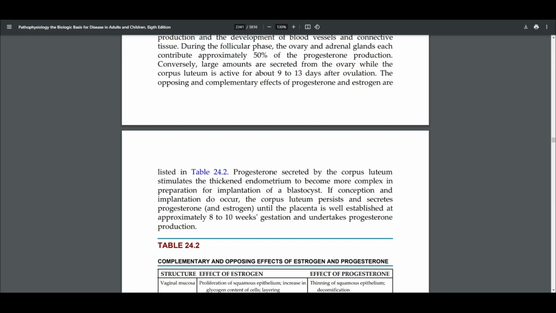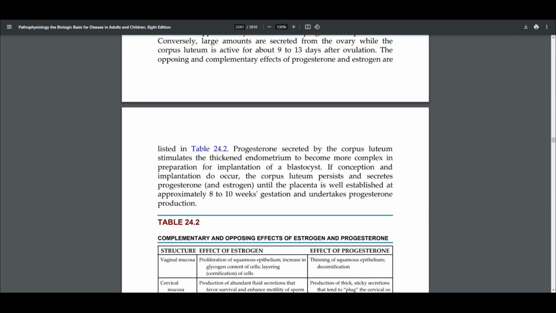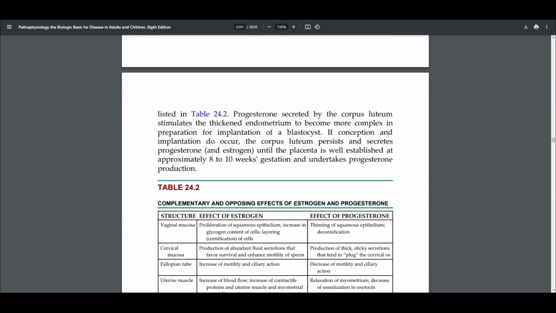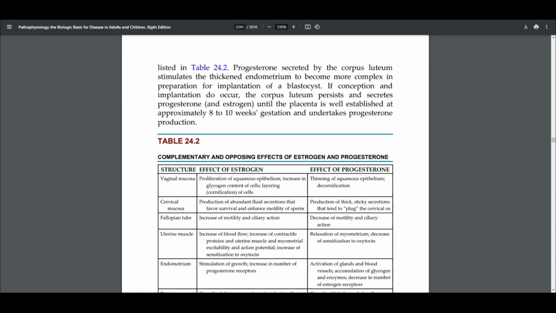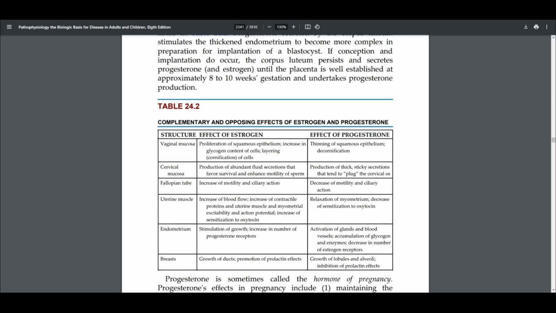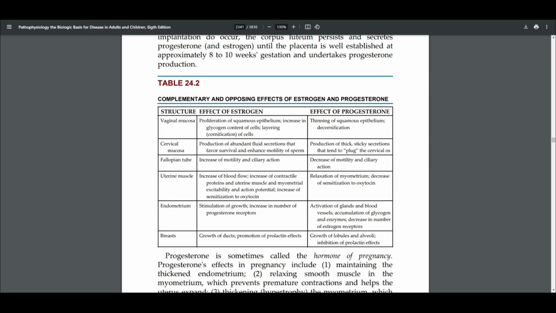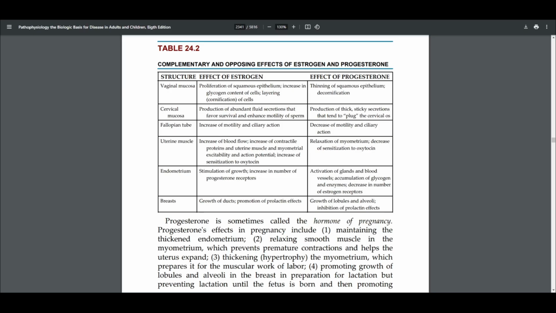Progesterone, secreted by the corpus luteum, stimulates the thickened endometrium to become more complex in preparation for implantation of a blastocyst. If conception and implantation do occur, the corpus luteum persists and secretes progesterone until the placenta is well established at approximately 8 to 10 weeks of gestation and undertakes progesterone production. So here is again a good spot to hit pause to see the complementary and opposing effects of estrogen and progesterone.